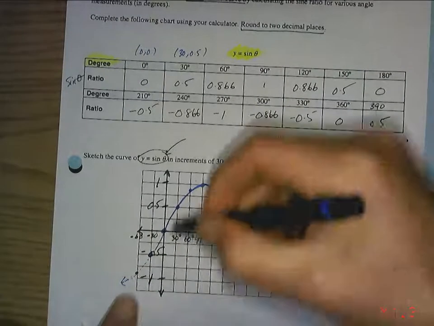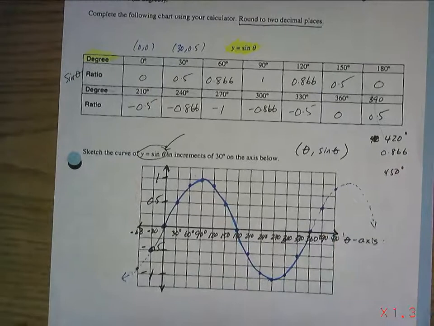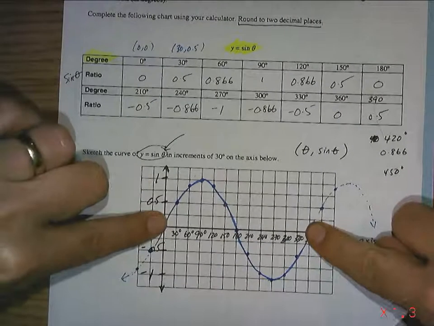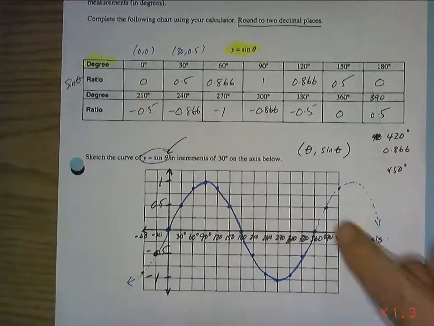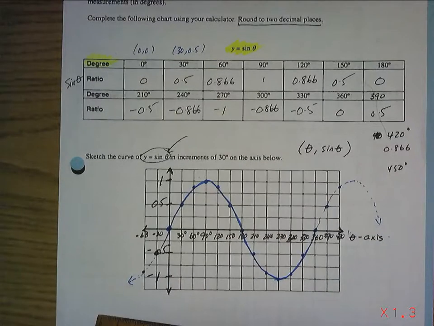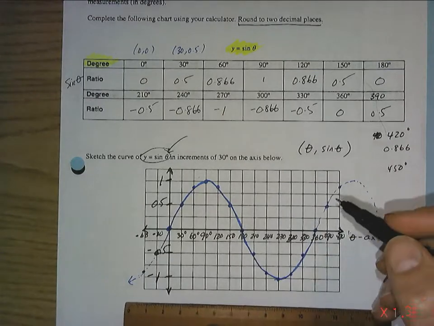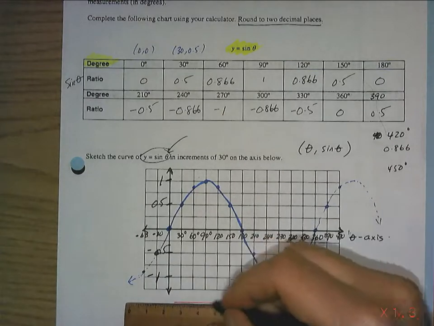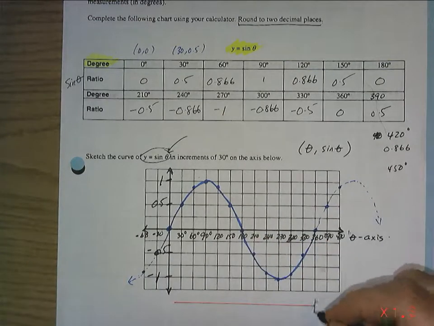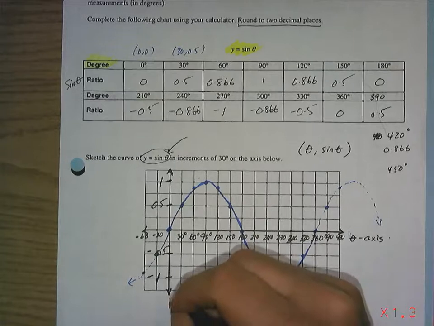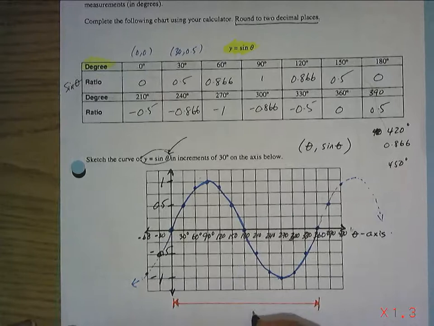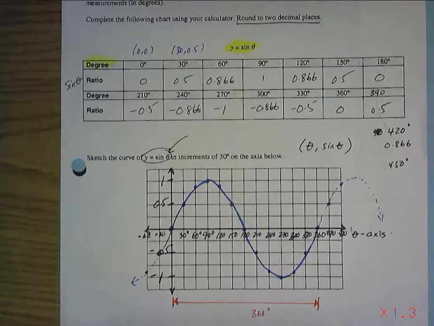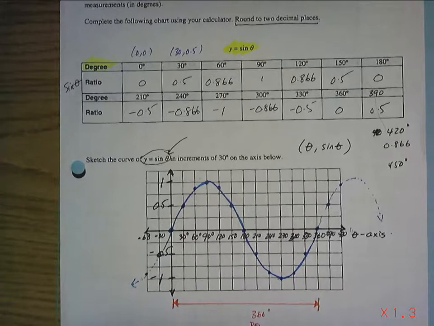So this wave is a periodic function. This is one complete wavelength. If I was to take this wavelength and pick it up and move it over and put it down here, I'd get the whole pattern going over and over and over. So one period of this wavelength is going to go from here to here, which is going to be 360 degrees. That is going to be your period.